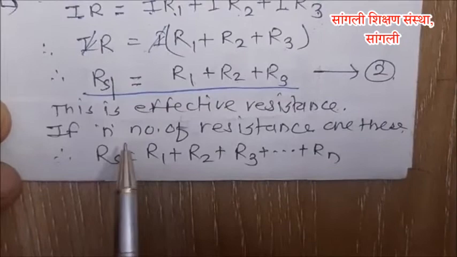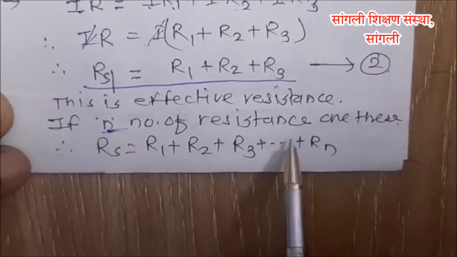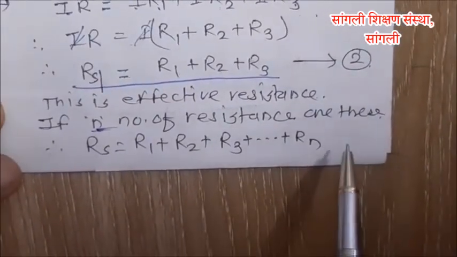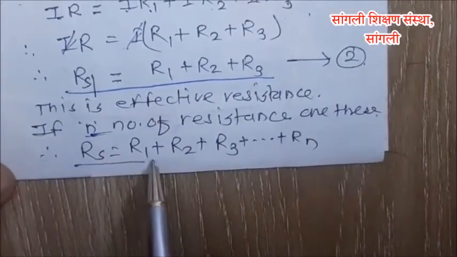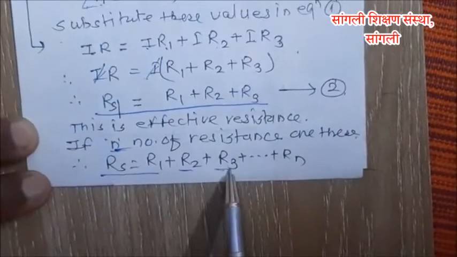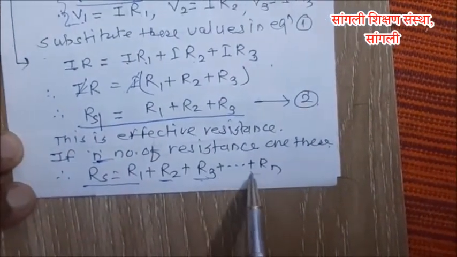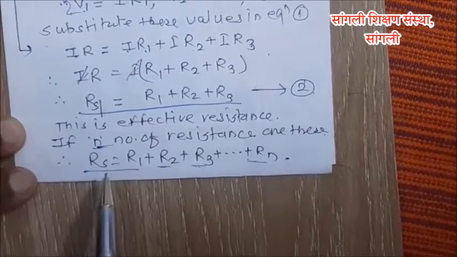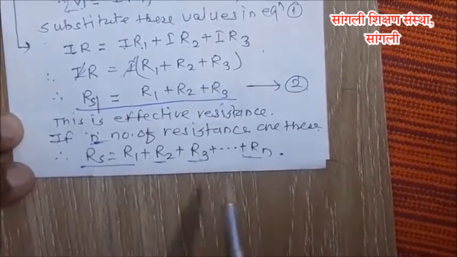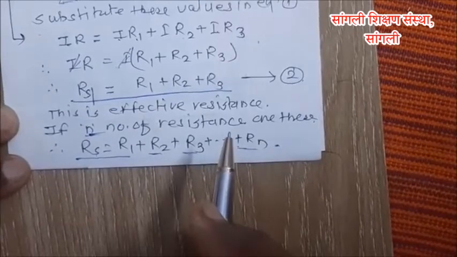Now if n number of resistances are connected, what will be the equation? The equation will become RS equal to R1 plus R2 plus R3 plus dot dot dot plus Rn, and this is the resistance in series when n resistances are connected in series.